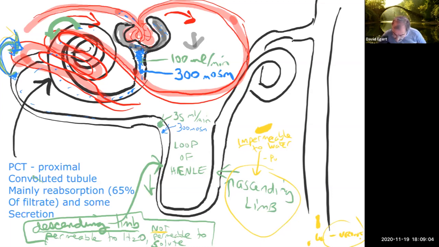actively pumps sodium out of the tube. So it's actively pumping sodium out of the tube. That's driven by ATP.